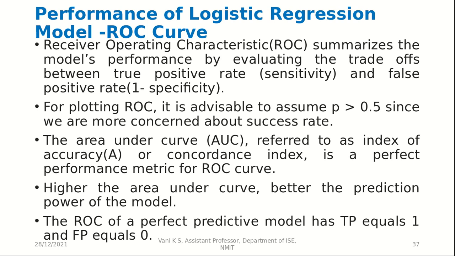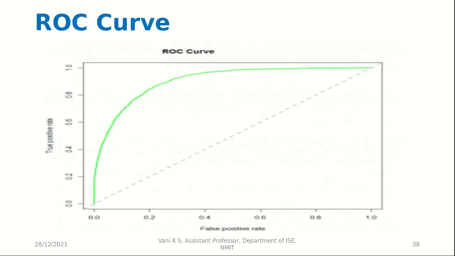The area under curve, referred to as index of accuracy or concordance index, is a perfect performance metric for the ROC curve. So whenever we are plotting the ROC curve, AUC is a perfect performance metric. Now higher the area under the curve, better the prediction power of the model. The ROC of a perfect predictive model has true positives equal to 1 and false positives equal to 0. Here we can see our ROC curve. The closer it is to the top left corner, the better the model is.